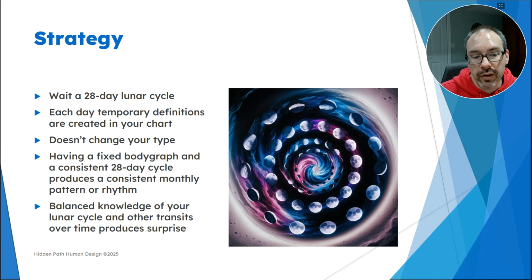So this balanced knowledge of your lunar cycle and also other transits going on over time can produce a bit of surprise in your life when there's new things happening.